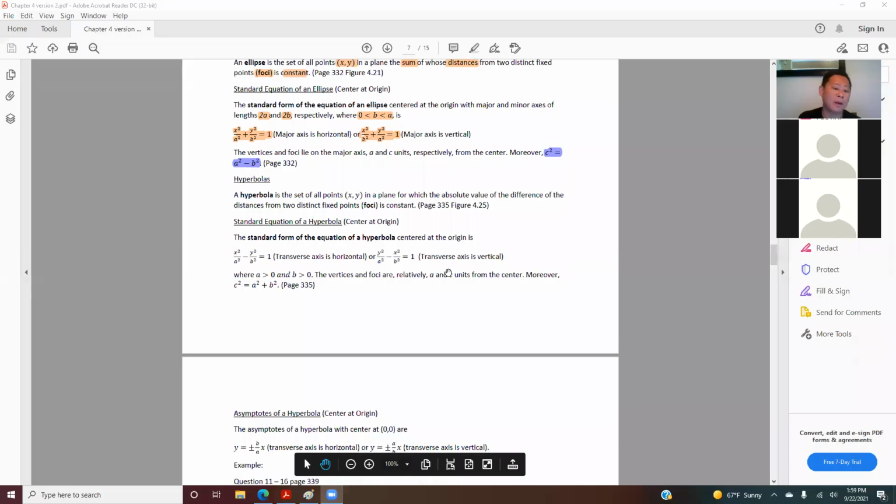So we're going to continue with, let's see if I have my share screen. No, I haven't shared my screen yet. So we're going to continue with our hyperbola here.